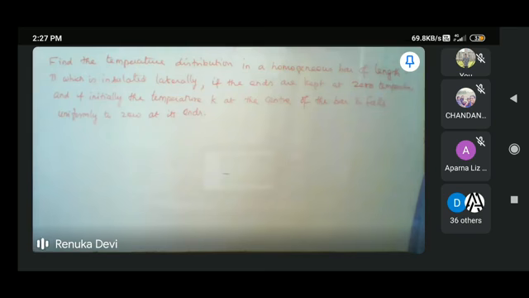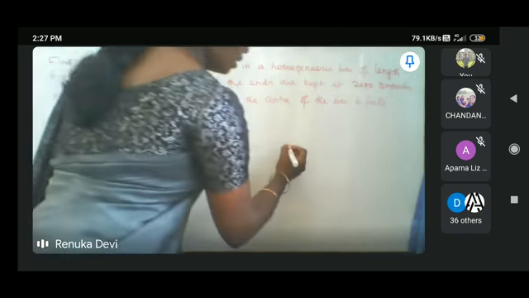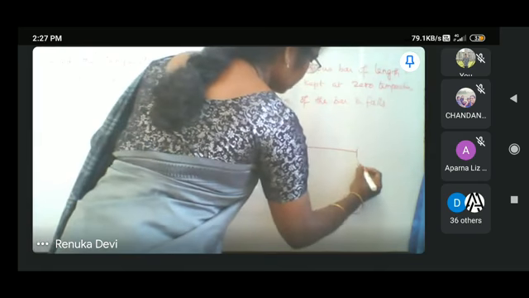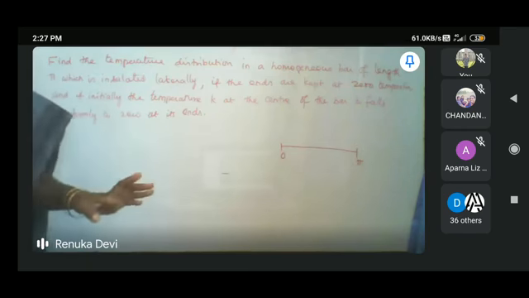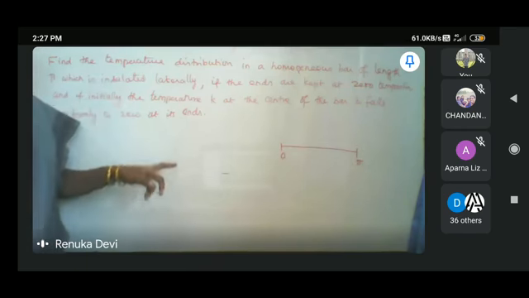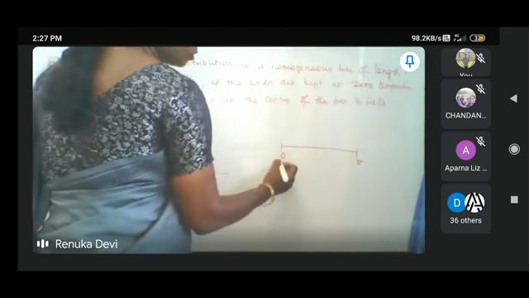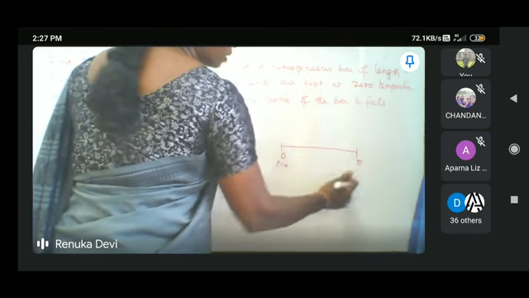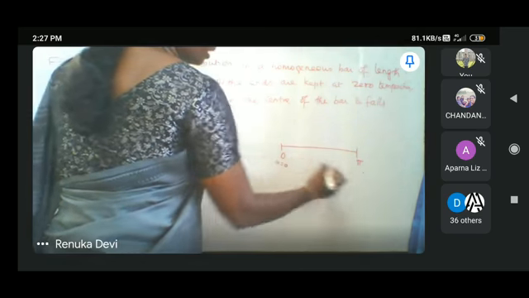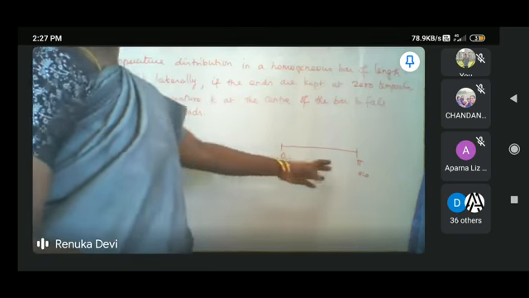So you have to find the temperature distribution in a homogeneous bar, that is, of the same material. You are given a bar of length pi. I have taken a bar, this is pi, this is 0. It is homogeneous and insulated laterally, and the ends are kept at 0 temperature. That is, u at the endpoints is 0. What about x? We don't know.